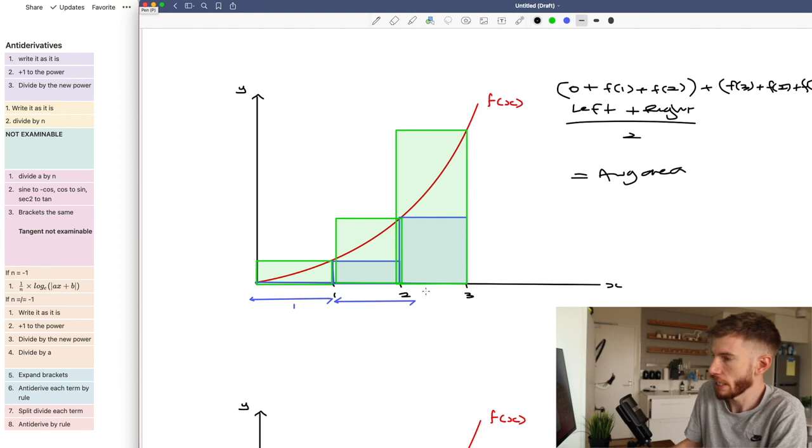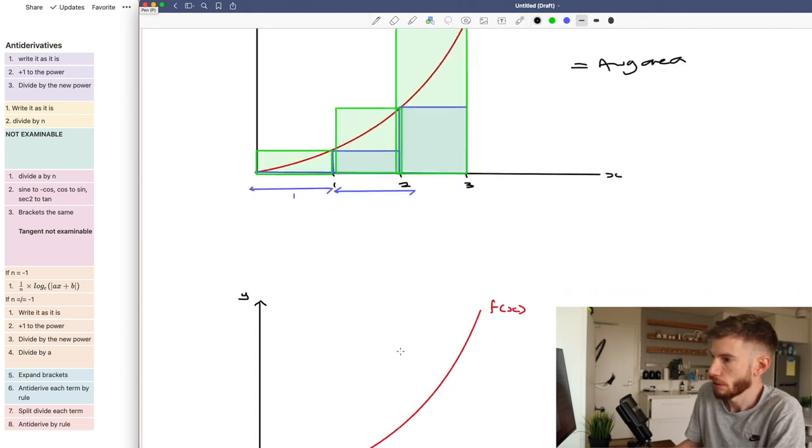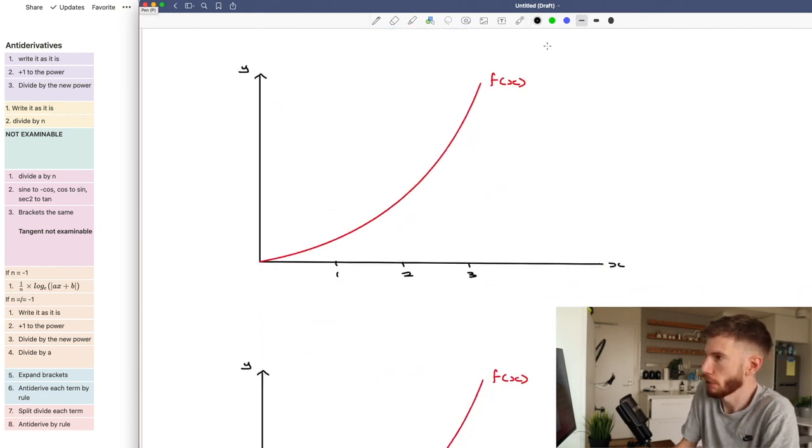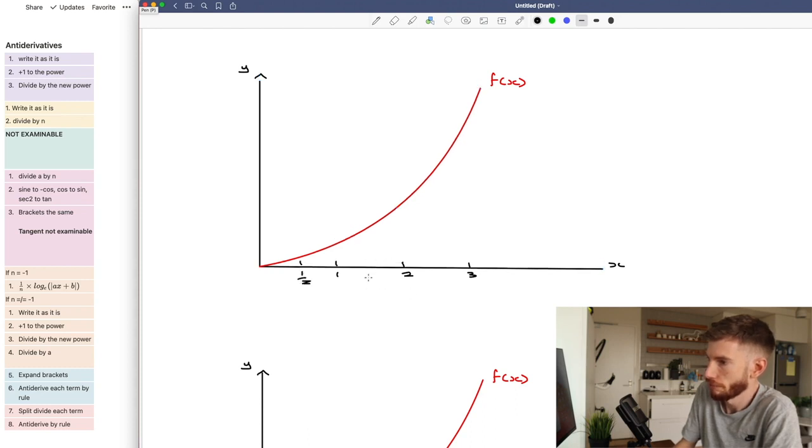But what if instead we made the widths a little bit smaller? So we do the exact same thing, but we take a smaller interval now. If I chop that, for example, into halves now, so half, 1.5, so 3 on 2, and then 2.5 or 5 on 2. This is not cooperating with me, not too sure why.